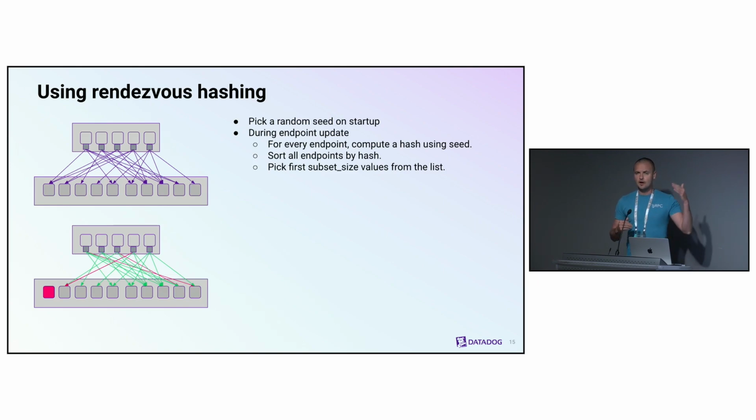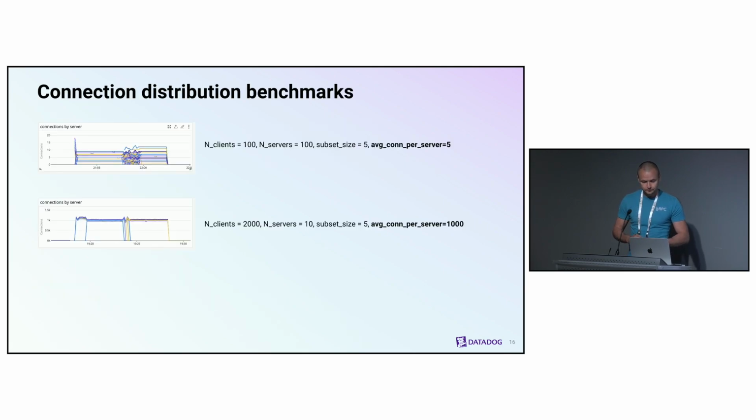So then our load balancer sorts all servers by hash and picks the first n servers from the list. So as you can see, if a server gets deleted, this does not affect hashes for other servers, as the IP addresses and seeds are stable, and connections are kind of sticky, which is exactly the property we need.